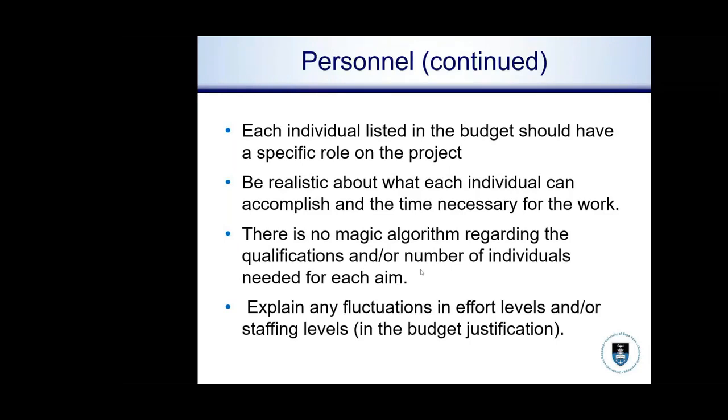The budget justification, I'm going to come to that again, but note here that if there are any fluctuations in the effort levels or staffing levels that you request in your project, be sure to explain this in the budget justification. An example would be if you include a research nurse on your project who's only required in years 1 to 3 during, let's say, participant recruitment. Make sure you justify this in the budget, or if, for example, they're only required later in the project, that this is explained and you don't leave it to the reviewers to try to figure out what is actually going on.